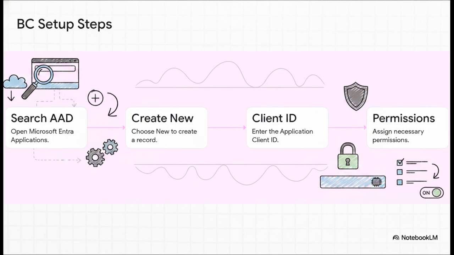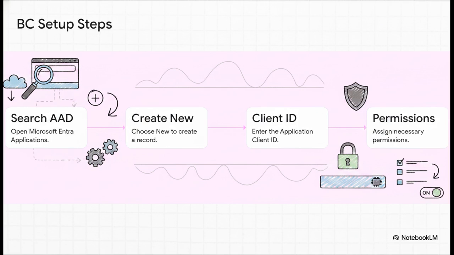So, log into your Business Central environment. Up in the search bar, the Tell Me feature, just type in AAD. Quick insider note here. Azure Active Directory Applications has actually been renamed to Microsoft Entra Applications, but searching AAD will still pop it right up.